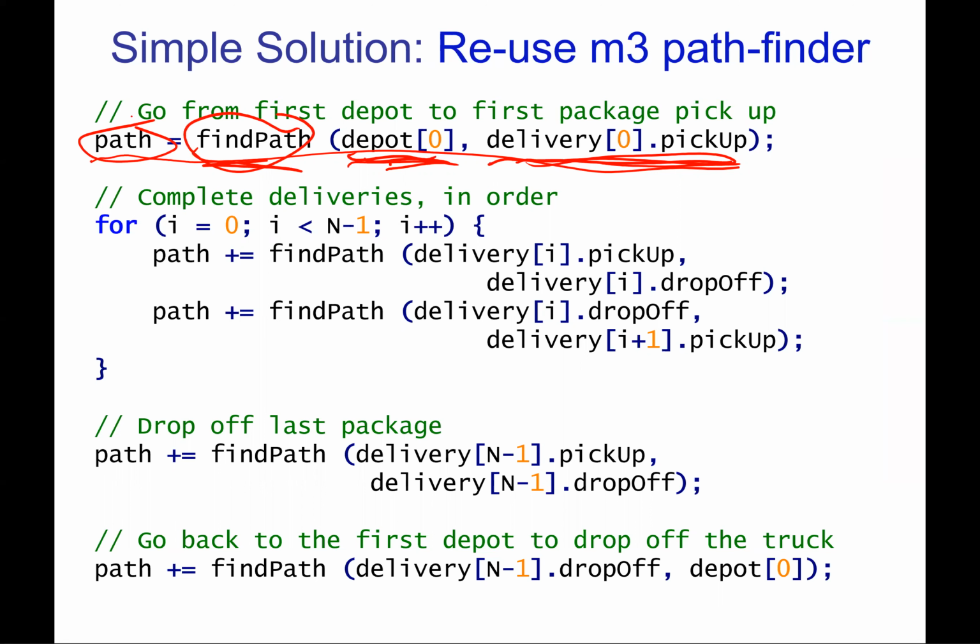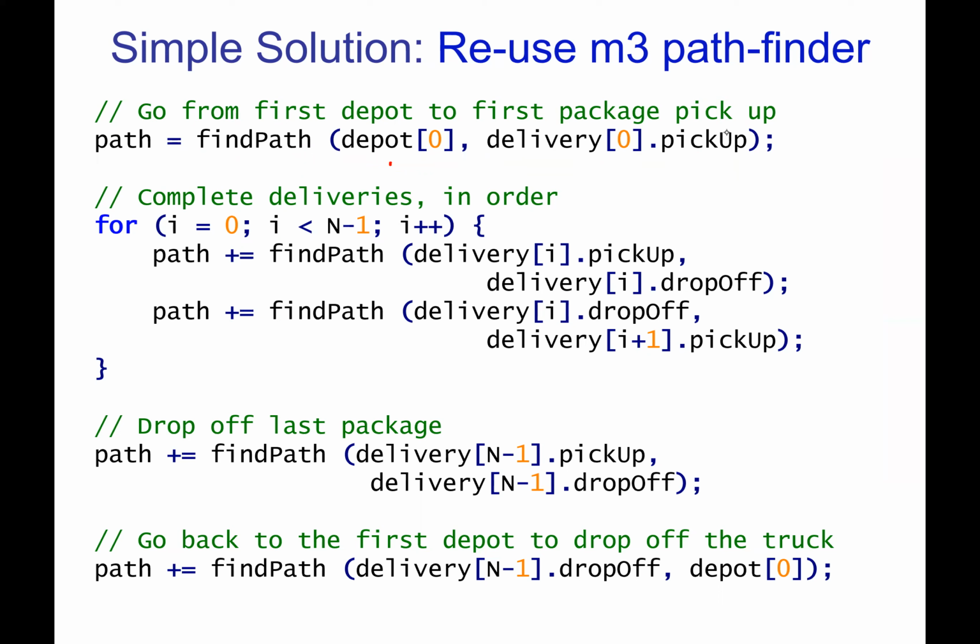Okay, now I'm going to complete all these deliveries in order. From that first delivery, I want to go from the pickup location, that's a certain intersection, to the drop-off location. So between those 2 intersections, find me the path and just add it into my solution. And that's made 1 delivery.